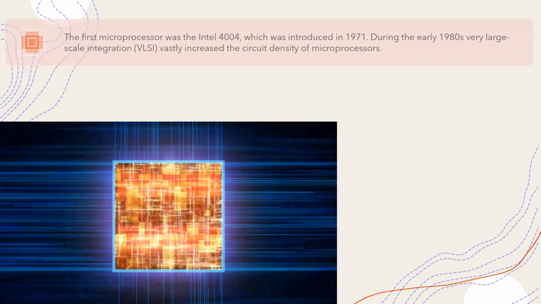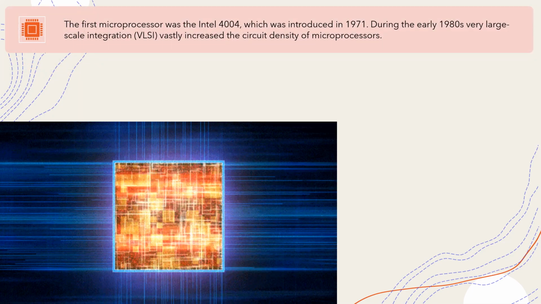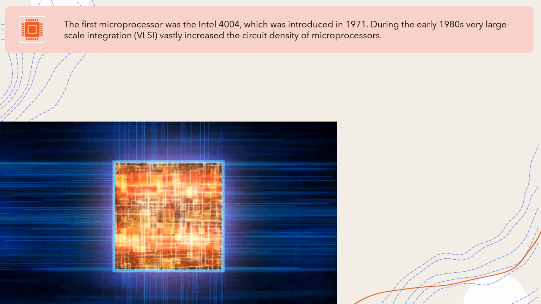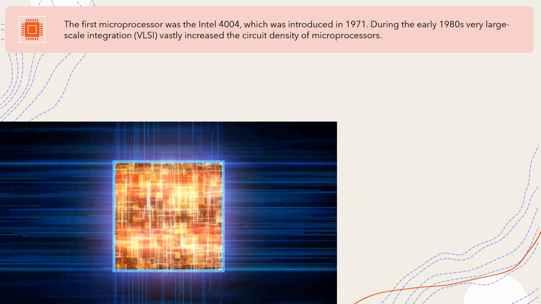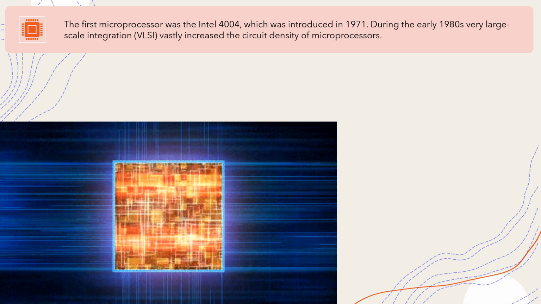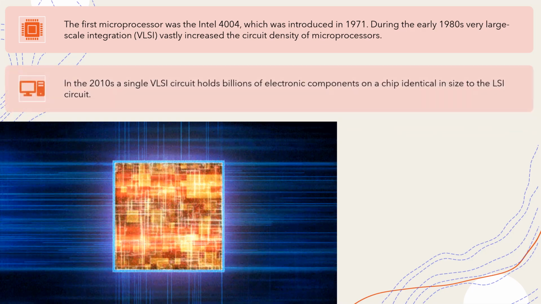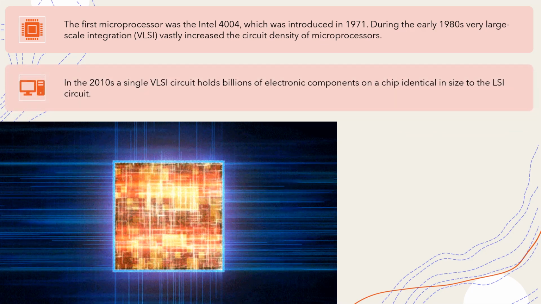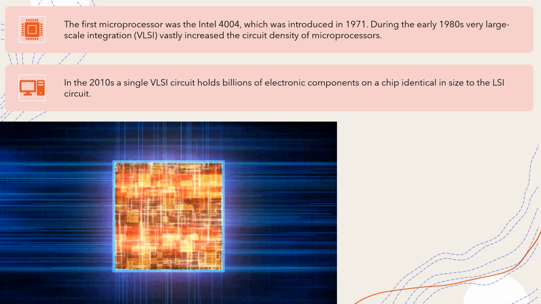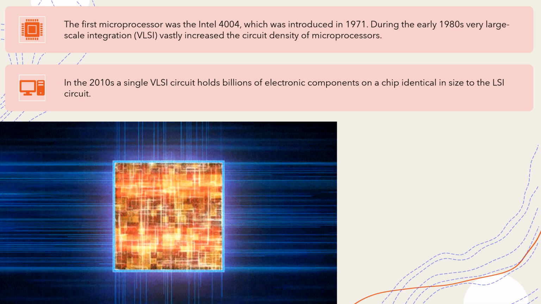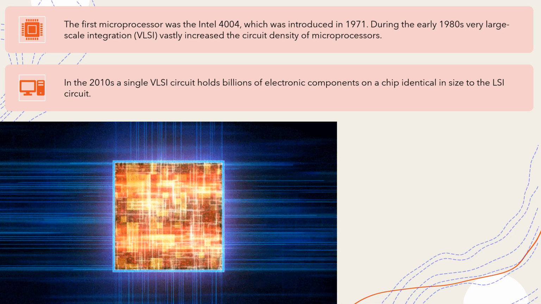The first microprocessor was the Intel 4004, which was introduced in 1971. During the early 1980s, very large-scale integration (VLSI) vastly increased the circuit density of microprocessors. In the 2010s, a single VLSI circuit holds billions of electronic components on a chip identical in size to the LSI circuit.